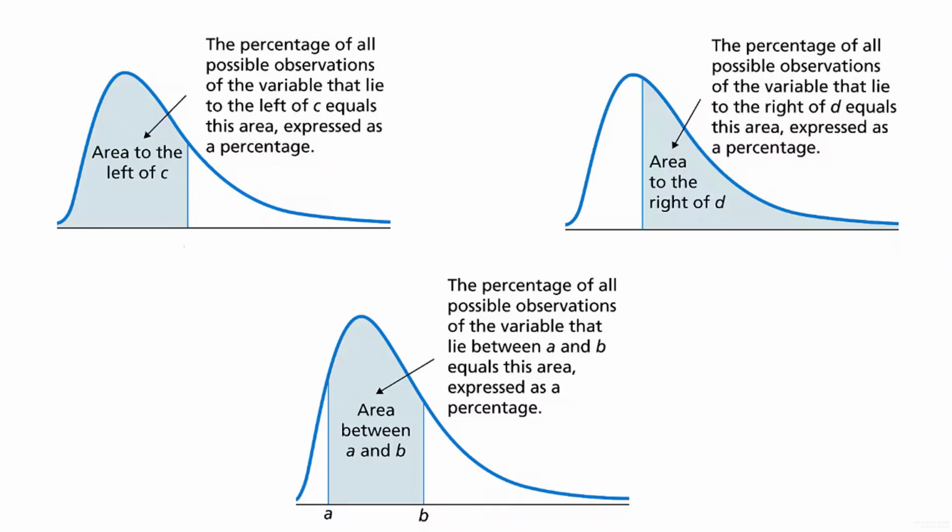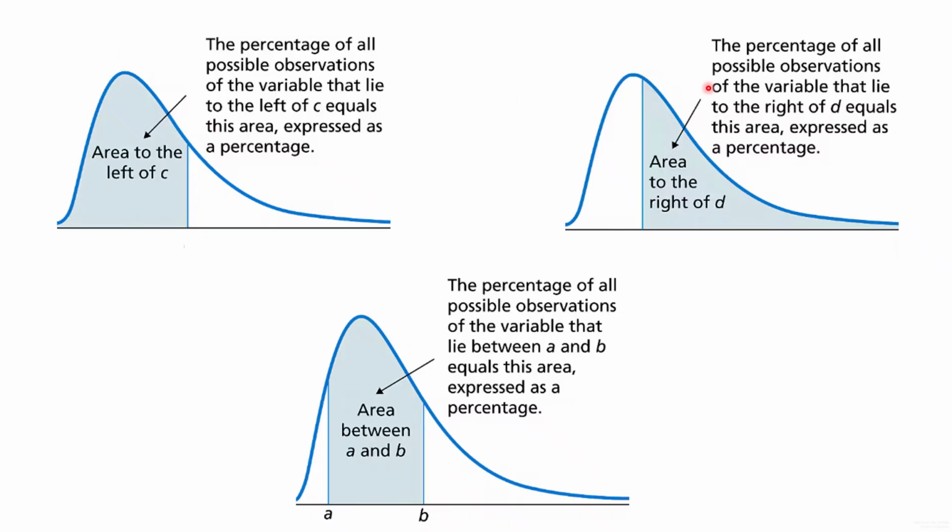And these graphics here illustrate that key fact. So what it's showing is that in the first one here, we'll call this one A, the specified range is to the left of the number. So the percentage of all possible observations of a variable that lie to the left of C equals this area right here expressed as a percentage.